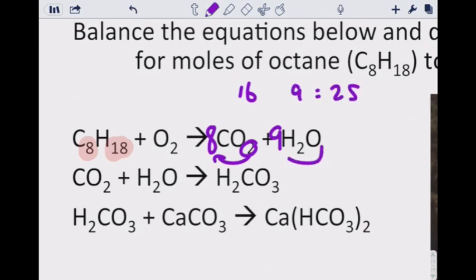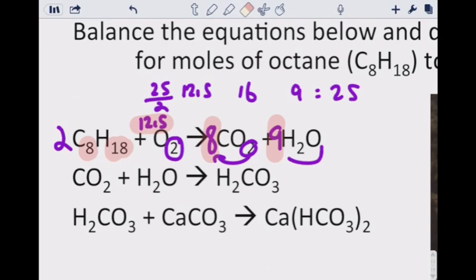Now, if you think about this, you can take 25 and divide it by 2, because we know that no matter what, that coefficient is going to be multiplied by 2 to give us our oxygen. So it's going to give us 12.5, which is not a whole number. But a trick you can do here, if you don't get a whole number, to make all of these coefficients, that 12.5, that 8, that 9, whole numbers, is to multiply the whole thing by 2. That's a little trick you can do, and it works really well with combustion.